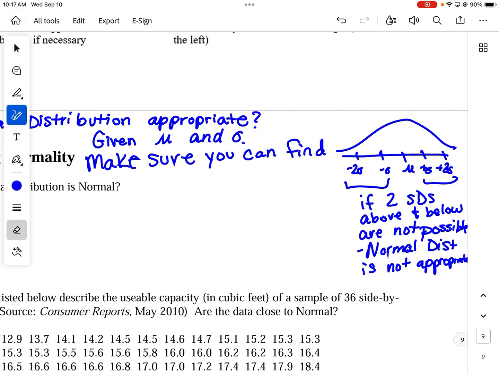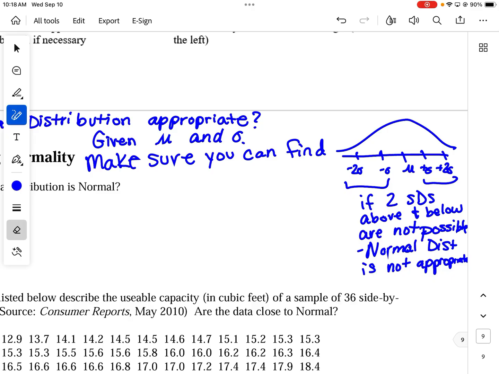So if you can't even get to two standard deviations, think about our empirical rule. Our empirical rule says that within one standard deviation, it's 68% of the data. And then out here to two standard deviations is 95% of the data. So if we cannot even get two standard deviations, which would account for a lot of the data, then a normal distribution is not appropriate. So if two standard deviations above and below are not possible, normal distribution is not appropriate. So that's the key takeaway on that.